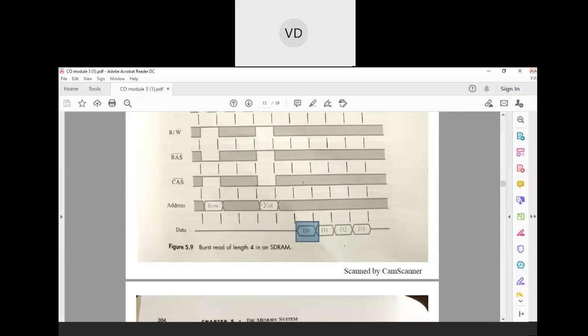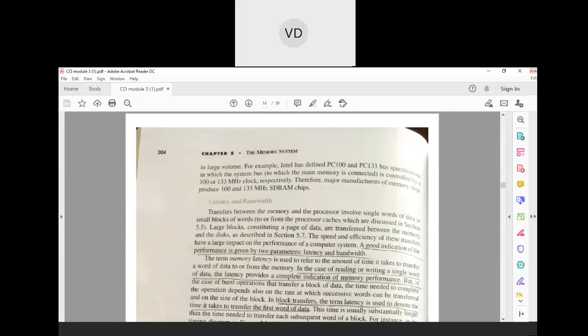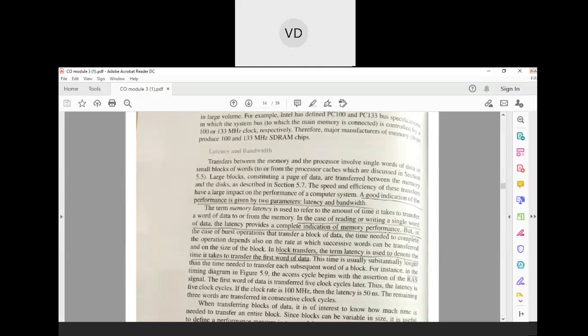The difference between this time after providing the address is called the latency. This is the delay. The delay of one cycle here tells you the latency. This latency is different when you are doing a single word transfer and when you are doing a burst transfer. When you are doing the single word transfer, the time taken to transfer the complete word of data is called latency. When you are transferring a single word, the memory latency is the time taken to transfer that one word of data.